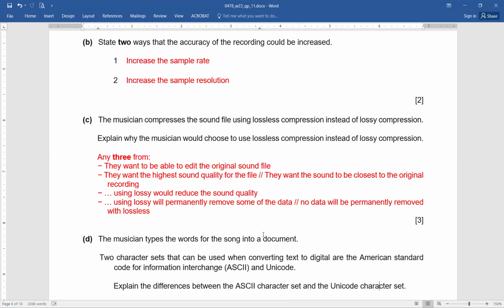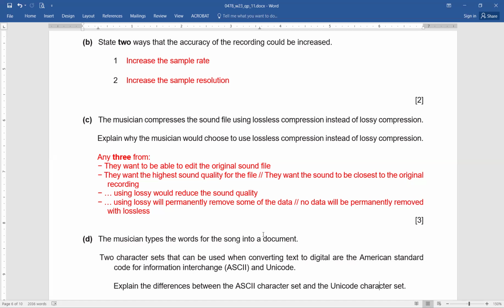They want the highest sound quality for the file, or they want the sound to be closest to the original one, because they know that using lossy would reduce the sound quality, and they know that using lossy will actually delete some part of the file data permanently. And once the data is removed, it cannot be recovered. You know it very well that once we have performed the lossy compression, then there's no chance of getting the data back. So if you have mentioned any 3 points from this discussion, and you are able to talk about it in the right manner, then 3 marks are yours.